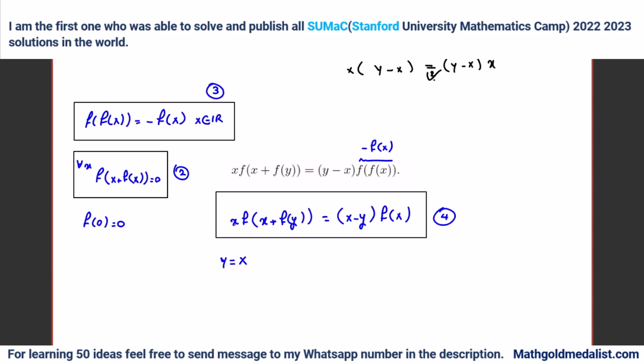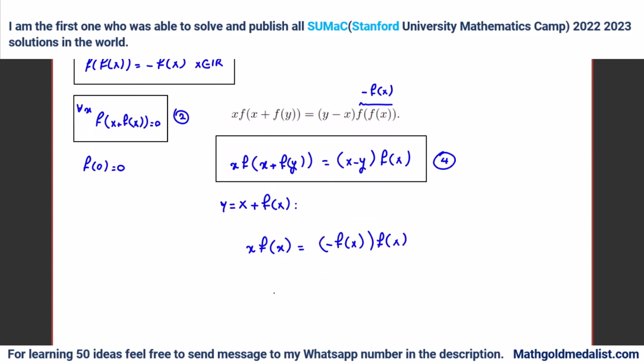Y equal to x plus f of x. Then left hand side will be what? x times 0. Left hand side will be 0. Sorry, x times f of x equal to negative f of x times f of x. Exactly. And now that's good, because then we can say x f of x is equal to what? Negative f of x squared.